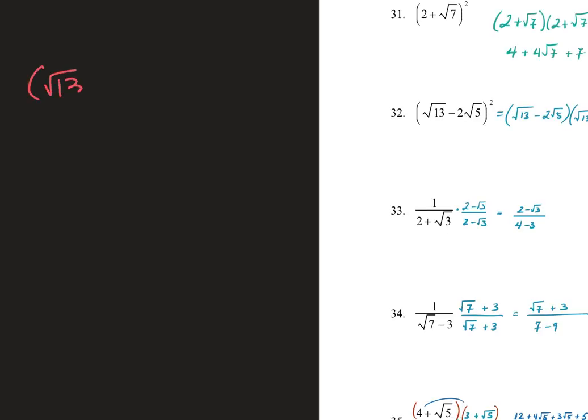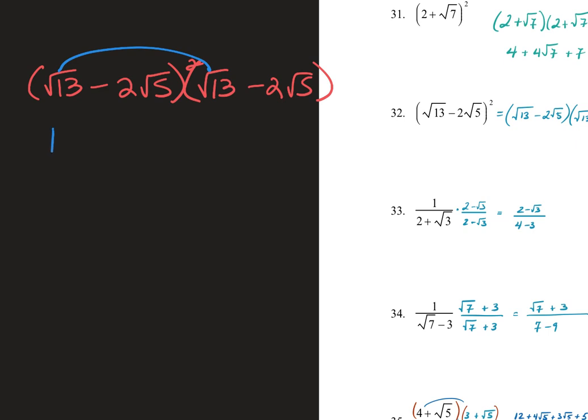32 square root 13 minus 2 square root 5 squared means I have to duplicate this. So square root 13 minus 2 root 5, and then FOIL it. So root 13 times root 13 is 13. Root 13 times negative 2 root 5 is minus 2 square root of 13 times square root of 5, which is square root 65.